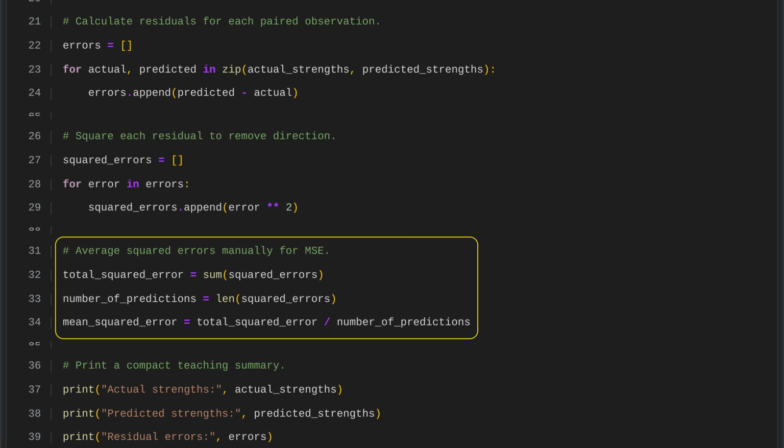Mean squared error is found by adding all the squared errors, counting how many predictions were made, and dividing the total by that count. The result is the average squared error, which summarizes prediction accuracy. Lower values indicate better model performance.